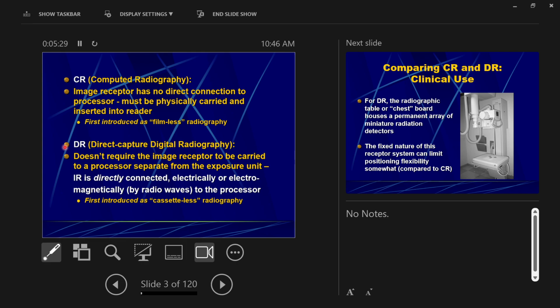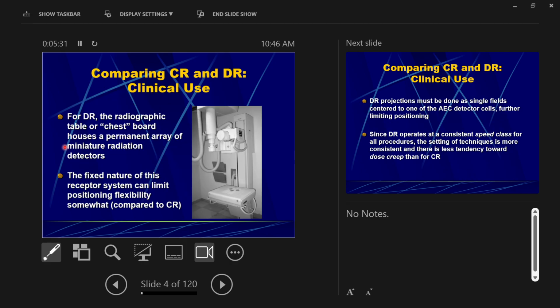Good. Okay, so for DR, and this is not necessarily the case nowadays, but we'll just say it. For DR, the radiographic table or chest board used to house a permanent array of miniature radiation detectors. It was like having a plate but fixed in place. Again, now it's becoming much more common for them to be an actual plate that you can move.